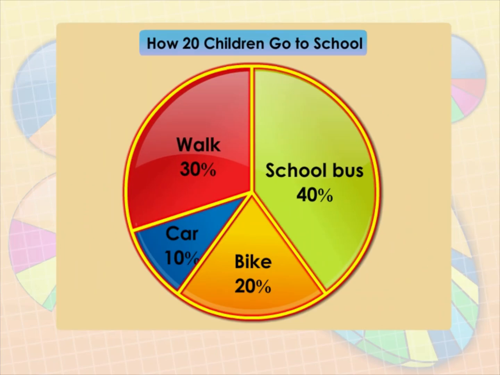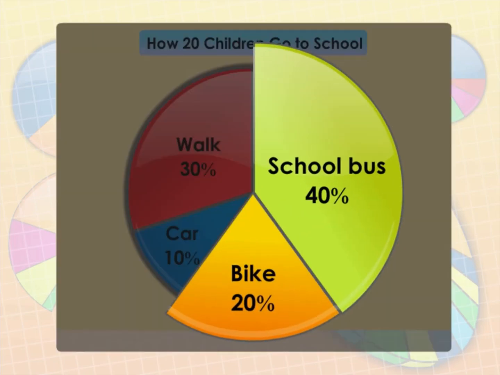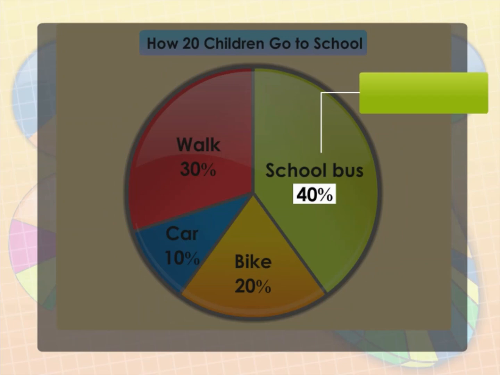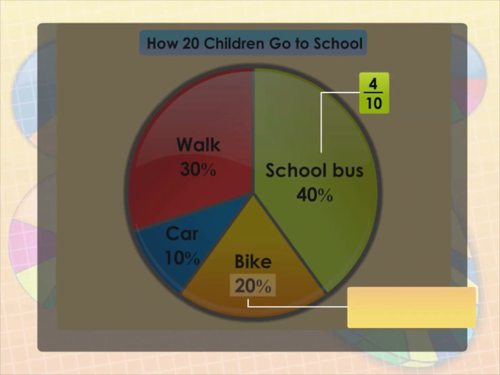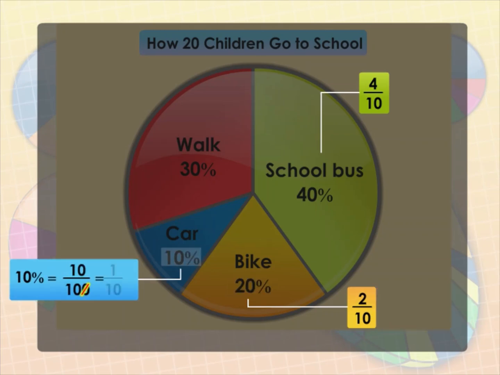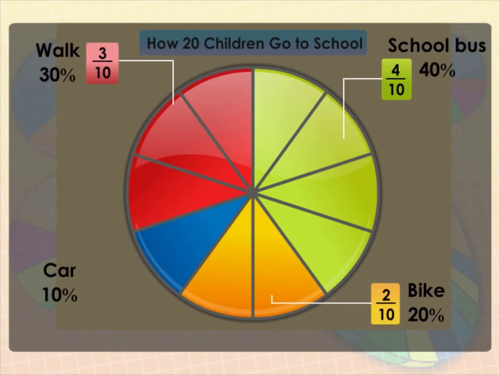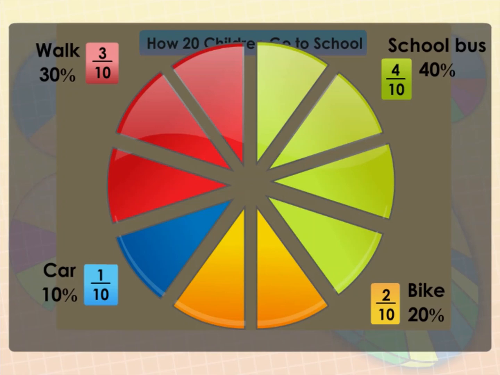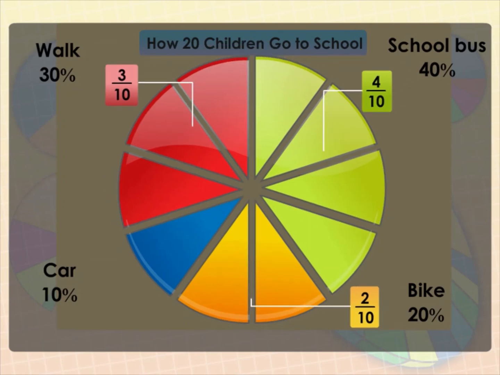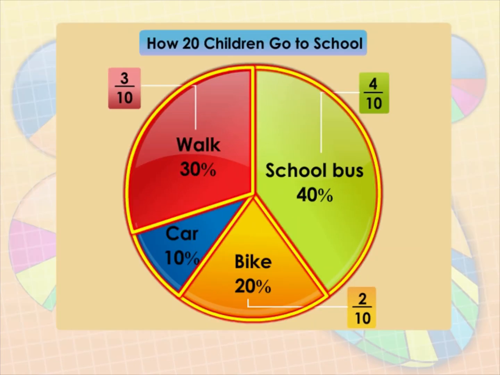What else can you tell about this pie chart? We can also tell the fraction of each slice. 40% is 40 hundredths or 4 tenths. 20% is 20 hundredths or 2 tenths. 10% is 10 hundredths or 1 tenth. And 30% is 30 hundredths or 3 tenths. The whole pie is divided into 10 equal parts. Each slice of the pie is proportional in size to the part of the whole that it represents.